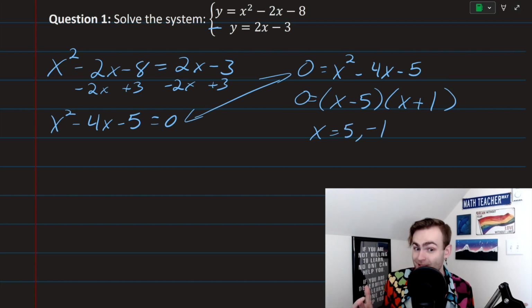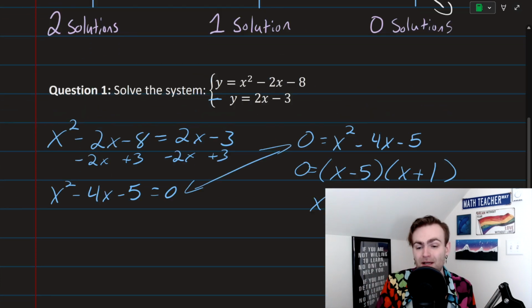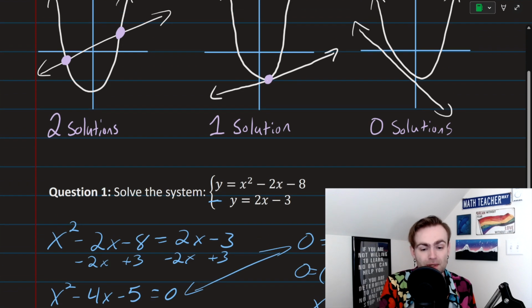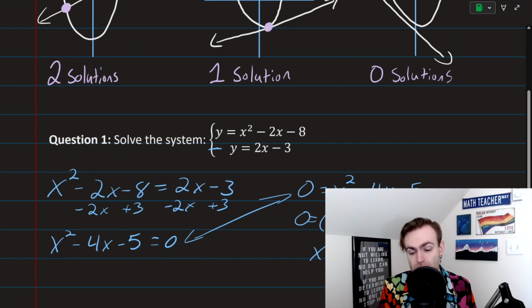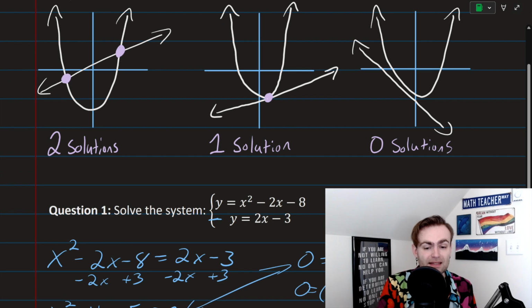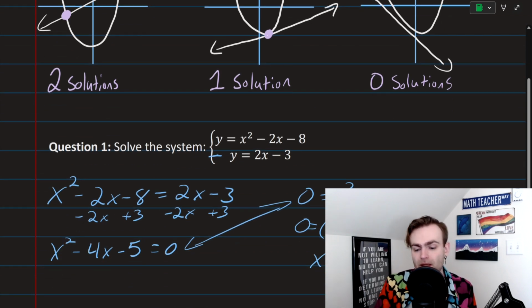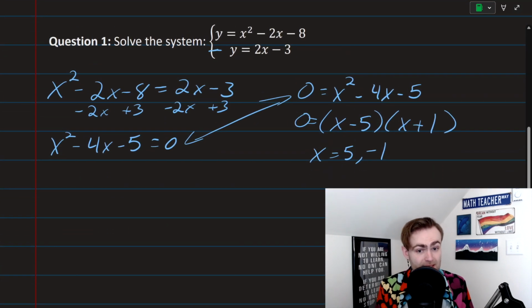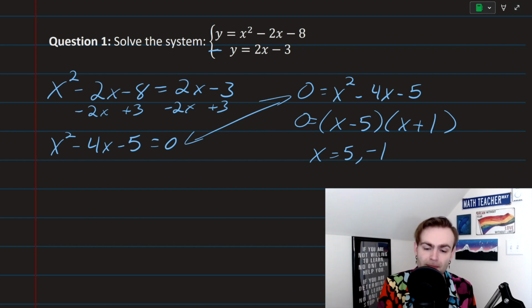And you would think, we're done. But we're not. Remember, for systems of equations, we need the x and y coordinates of the point of intersection. The solution is a point of intersection. We just showed that we have two. So we have something like this, and the y values could be different. So we're going to take the simplest equation that we have. In this case, it would be the linear one. And we're going to substitute in the 5, substitute the negative 1, and see what the corresponding y values would be.